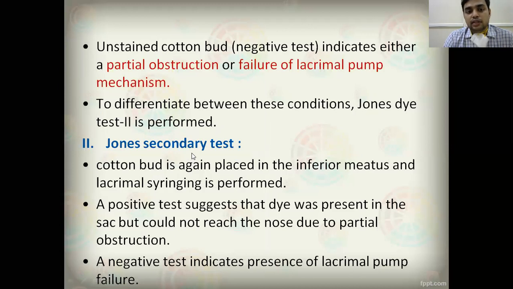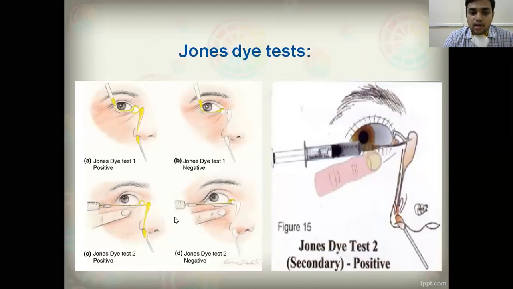In the Jones dye test 2, again we place a cotton bud at the level of the inferior meatus, and with the help of a lacrimal syringing cannula, we inject some saline into the lower punctum. If it is because of partial obstruction, with considerable pressure, the fluid will enter into the nasolacrimal duct and stain the bud. So this is a positive test.